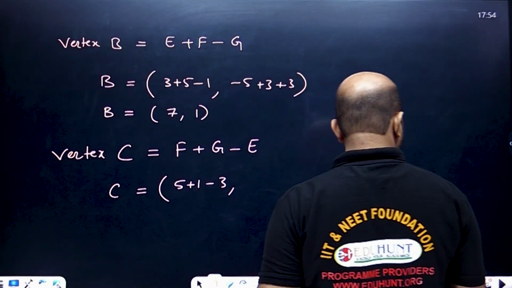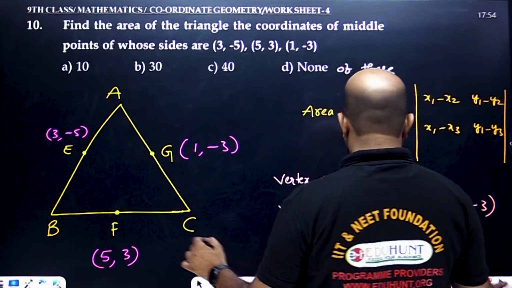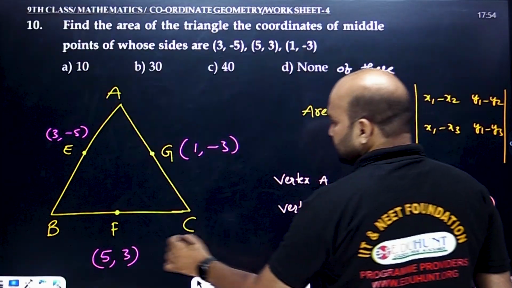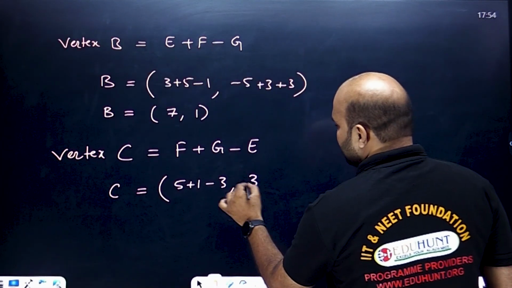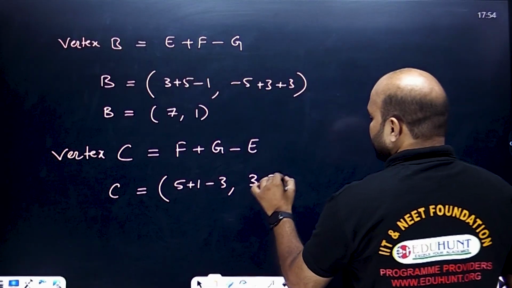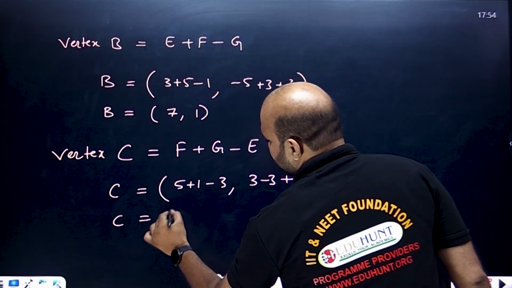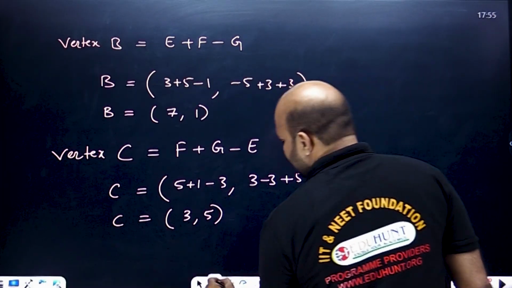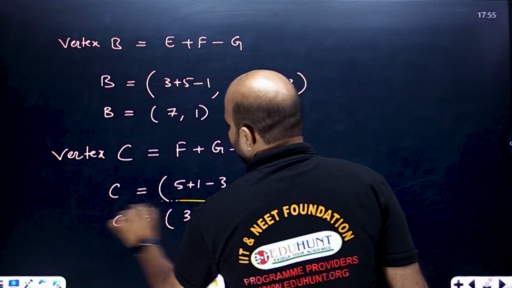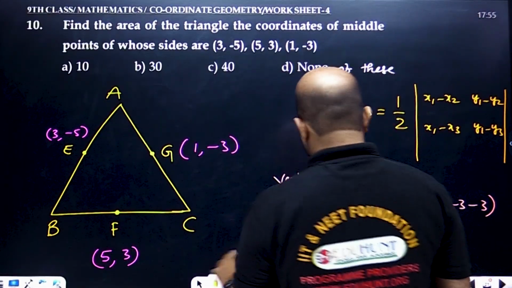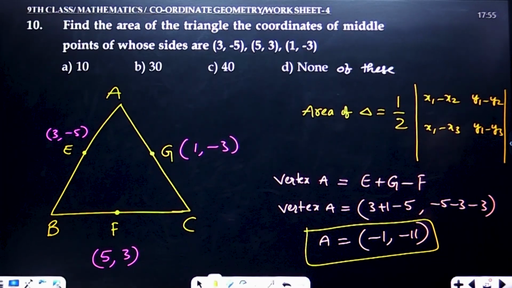How will you get the y coordinates of C? Clearly we need to understand, the y coordinates of F, G are added minus the E coordinate. The y coordinates of F, G are 3 and 3, so F plus G minus the y coordinate of E, minus 5, minus into minus plus 5. So C equals 5 plus 1, 6 minus 3, 3, comma, this is 3 plus 5 cancels to 5. This is the vertex of C. So we know that C coordinates are 3 comma 5, B coordinates 7 comma 1, and A coordinates minus 1 and minus 11. By using the vertices of ABC, we will get the area of the triangle.